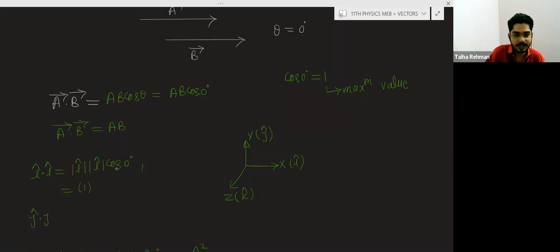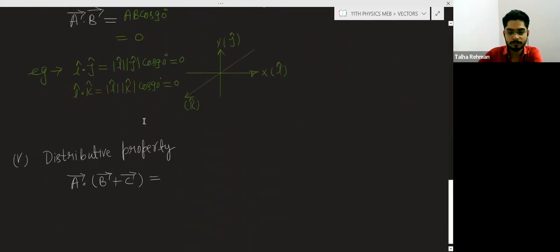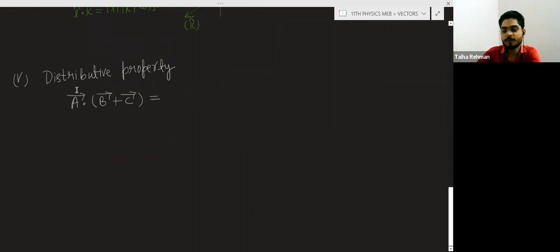You will calculate j cap dot j cap. So j cap and cos 0, this is 1, again this is 1, this is 1. This becomes 1. Now the distributive property means if the vector is written in this form, you can write A dot B plus A dot C. Simply this A is distributed to the B vector and also to the C vector.